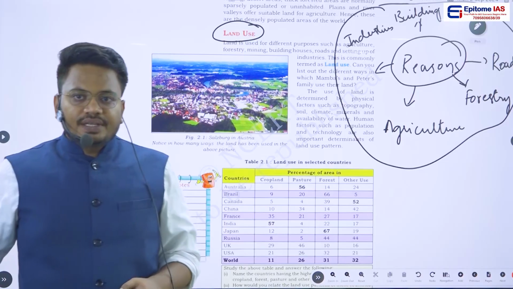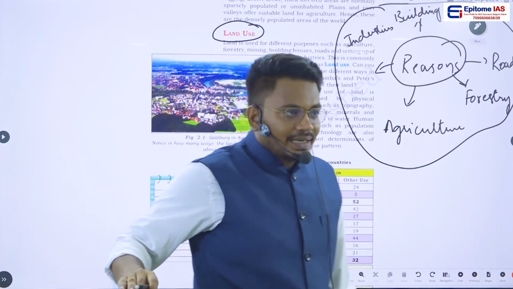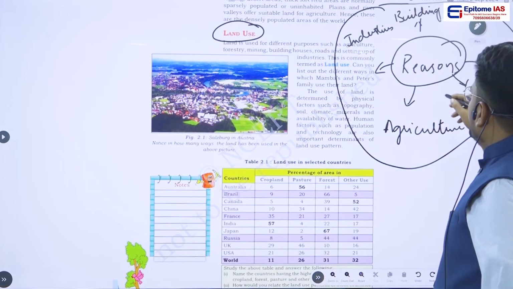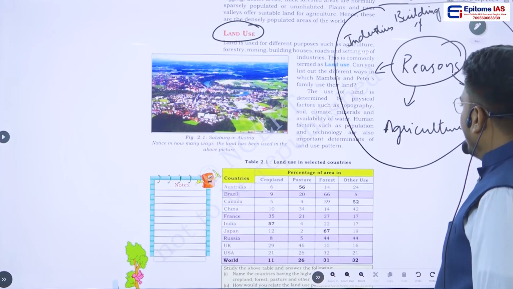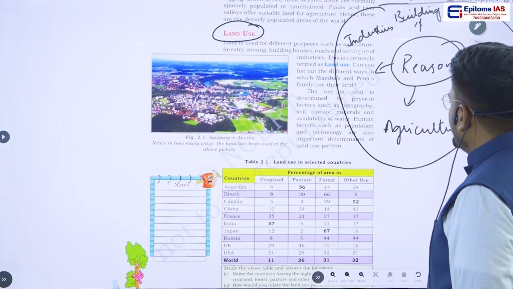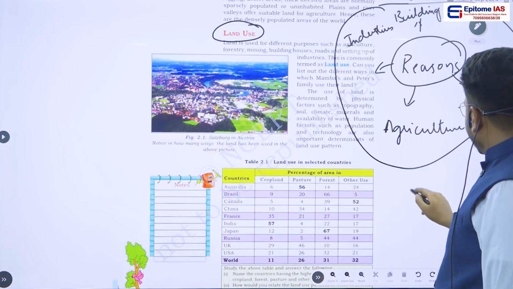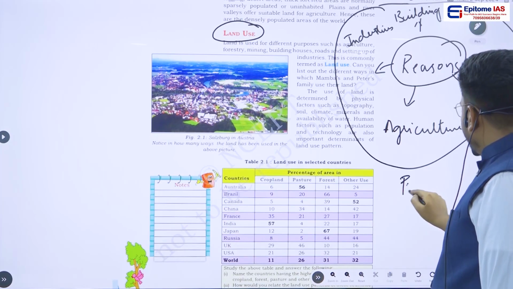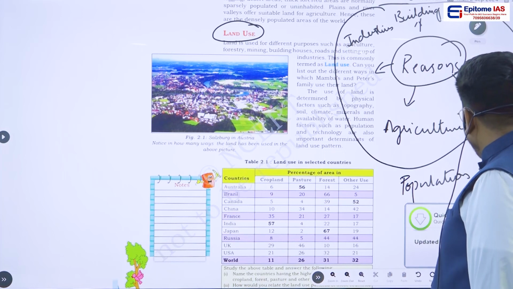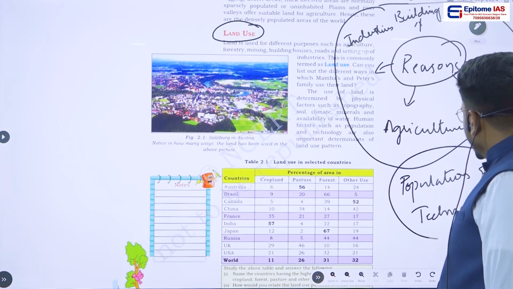Again the reasons would be the same: topography, the climatic conditions, the availability of water, and the minerals that were available in that particular region. And human factors such as population and technology also determine the usage of land.